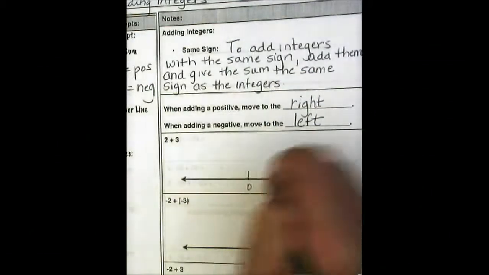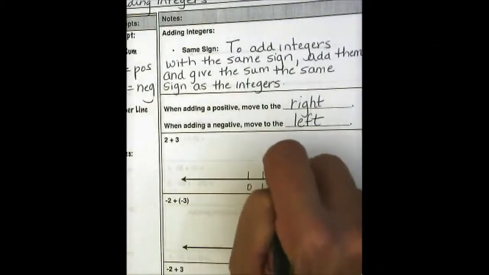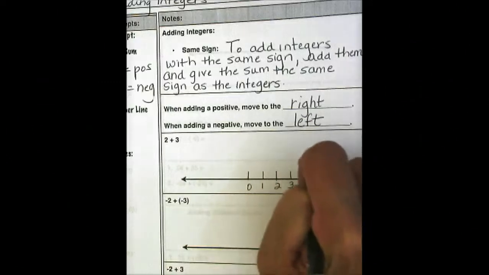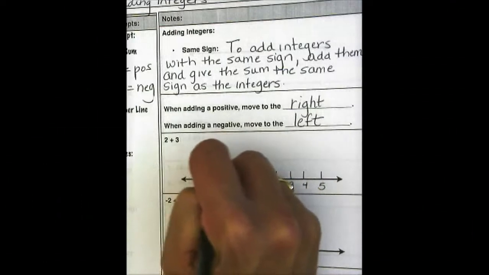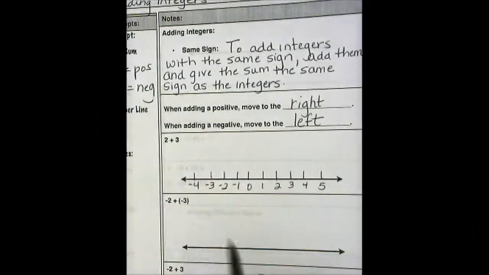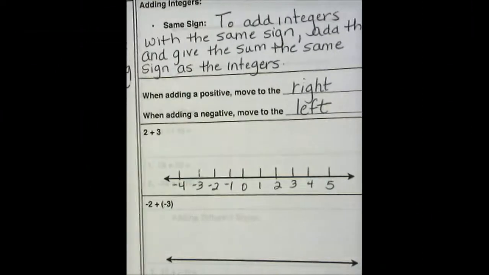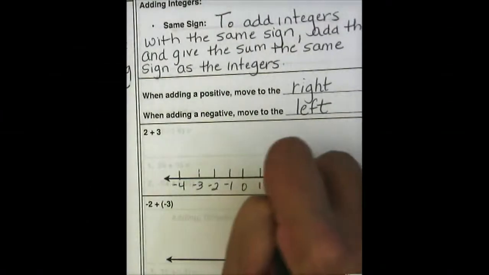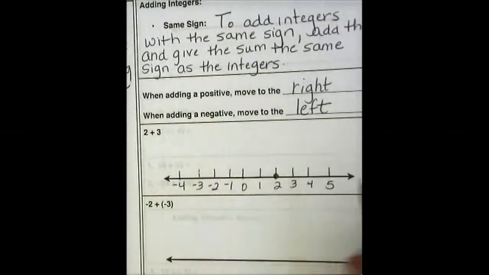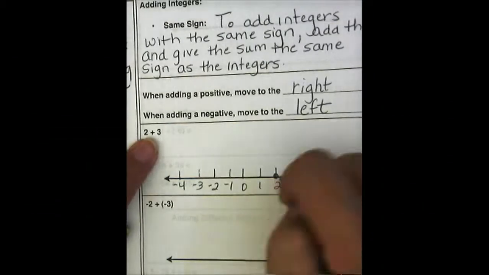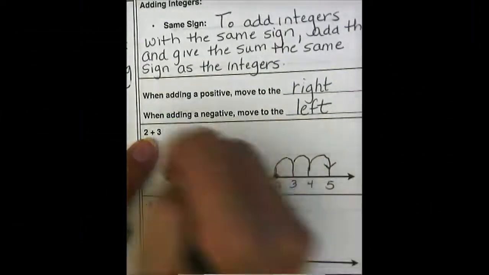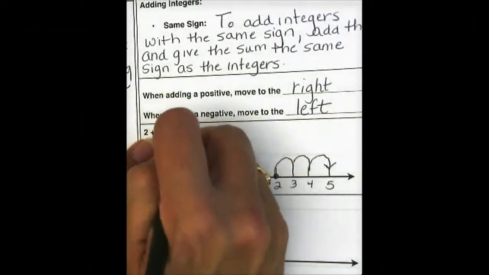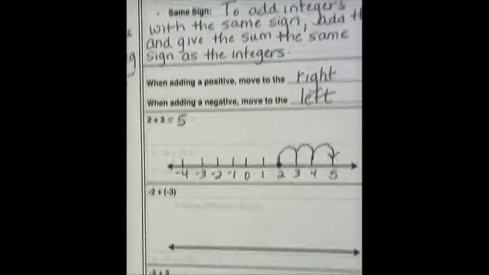Let's go ahead and fill in our number line as 0, 1, 2, 3, 4, 5, negative 1, negative 2, negative 3, negative 4. And to answer the problem 2 plus 3, we're going to start with a dot on the 2, and then remember when we're adding a positive number like 3, we're going to move to the right on the number line. So we're going to move 1, 2, 3 to the right. So as we know, we learned way back in the first grade, 2 plus 3 equals 5.